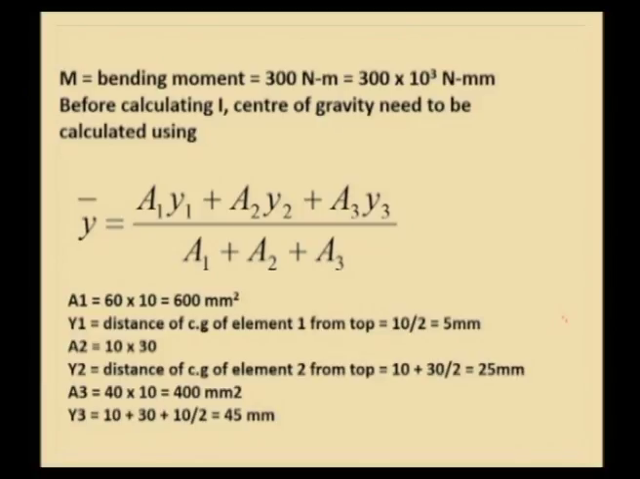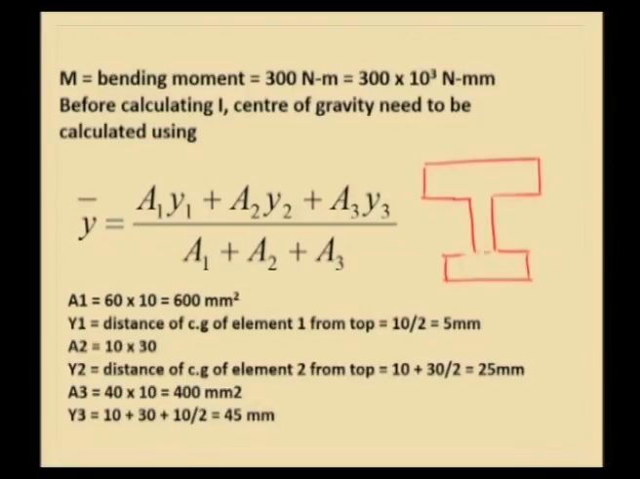So, it needs to be in Newton millimeter, then only we will be getting the bending stress as Newton per millimeter squared. Suppose the bending moment value is not given, we know how to compute the bending moment for different loading cases. So, the first thing is to compute the maximum bending moment if it is not given, and then we need to compute the moment of inertia. M divided by I into y, we need the I value. Before computing I, the center of gravity needs to be calculated using the formula y bar equal to A1 y1 plus A2 y2 plus A3 y3 by A1 plus A2 plus A3. So, you have the section like this, the unsymmetrical I section.